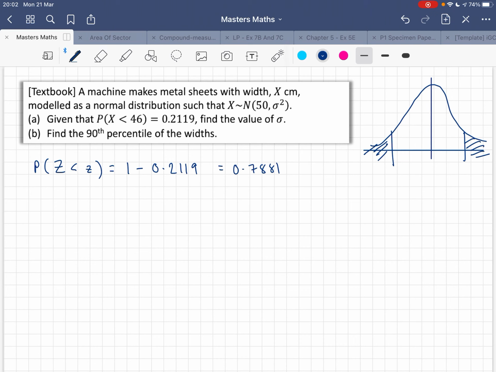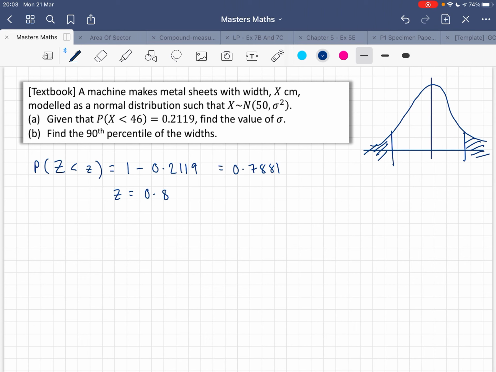I'm sorry, I'm looking at the wrong example. Just to check I'm doing the right thing, to make sure I don't make a mistake. I was looking at the wrong one. So if I go to my percentage point table, I haven't copied that into this slide because it's too big. But if I go and find 0.7781, that gives me little z is 0.8.